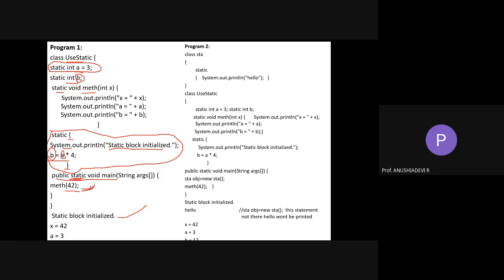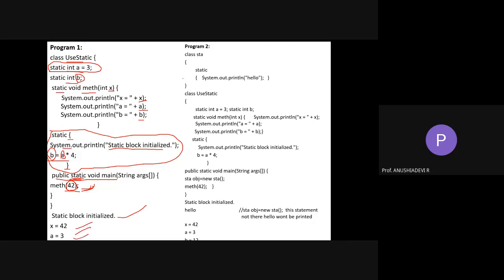So then it comes to here. Now it will print that x value. x is what we are passing here, 42. So it will print 42, then a value as 3, and the b value is already modified in the static block itself, so now the b value is 12. So the answer is 42, 3, 12.